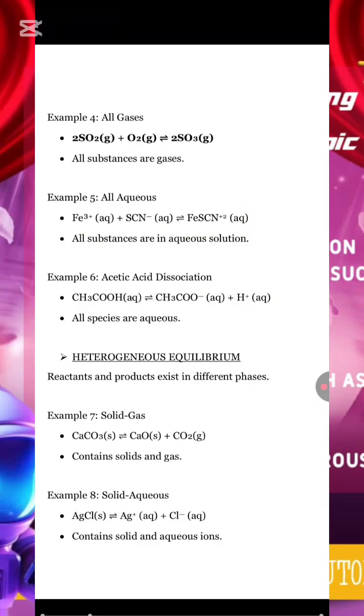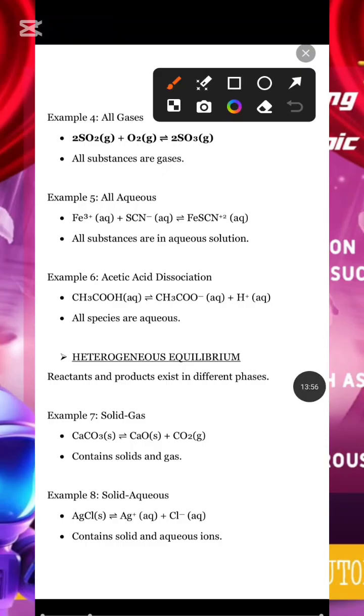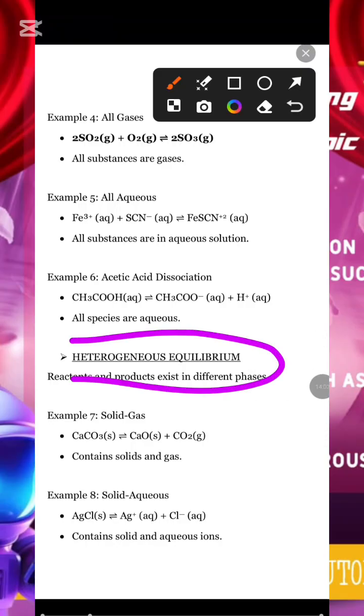Now, for heterogeneous equilibrium, the reactants and products are in different phases. Take a good look at this particular equation right here. You can see that calcium carbonate is solid. Calcium oxide, one of the products, is also solid. Meanwhile, CO2, which is carbon dioxide, is a gas. So it means that all of them are not in the same state of matter. They are not in the same phase. So this is heterogeneous equilibrium.